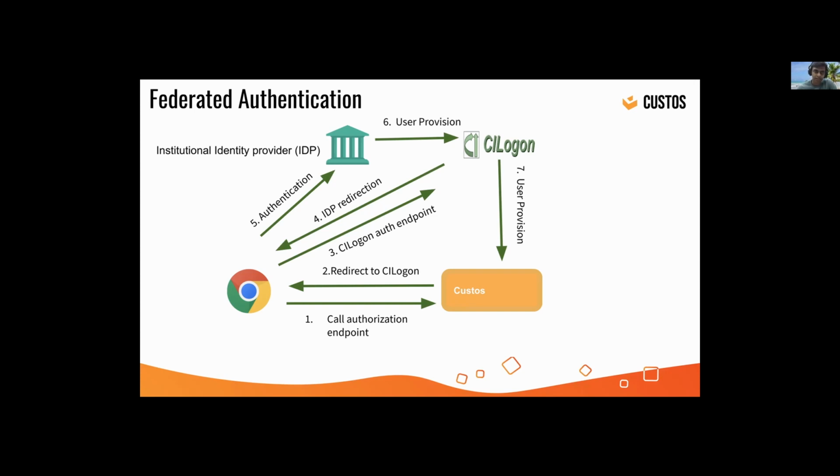Currently we are supporting different grant types, but for this federated authentication, we are using the standard authorization code grant type and OpenID based communications at Custos through CILogon and the IdP. The advantage of using CILogon services is that it unifies all the heterogeneous protocols coming from the IdP to CILogon and provides us the OpenID interface that we can configure with Custos.